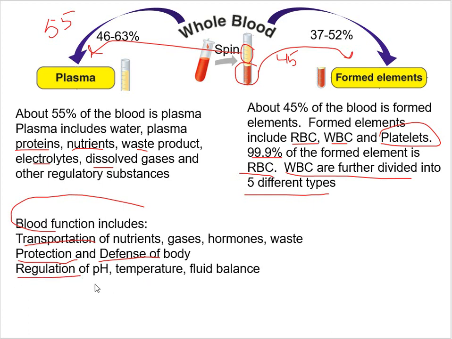Regulation of what? Regulation of pH. Your body pH should be between 7.35 to 7.45. So it regulates it within that range. Temperature. We know that heat is produced by the muscular system, but it's distributed by the blood and cardiovascular system. So the cardiovascular system helps to distribute that heat. So with that, it maintains or regulates the temperature.